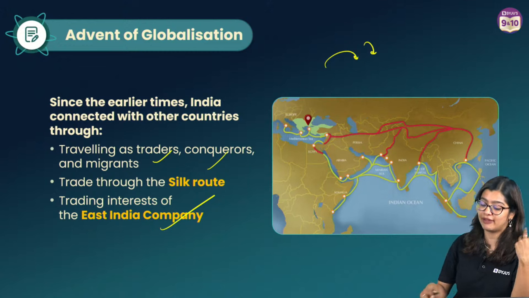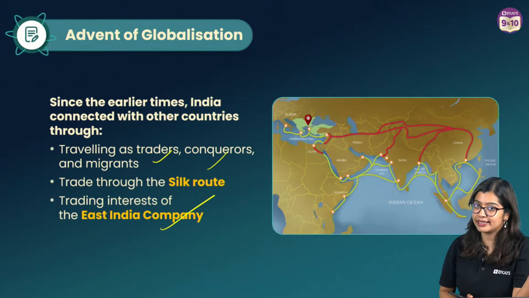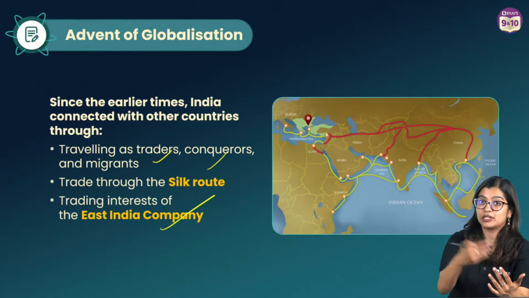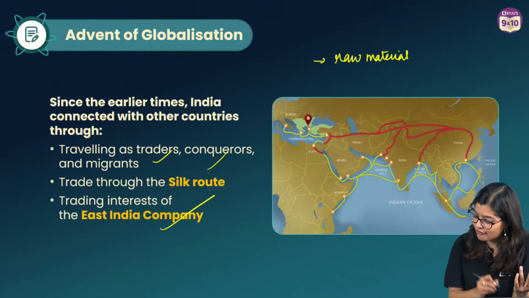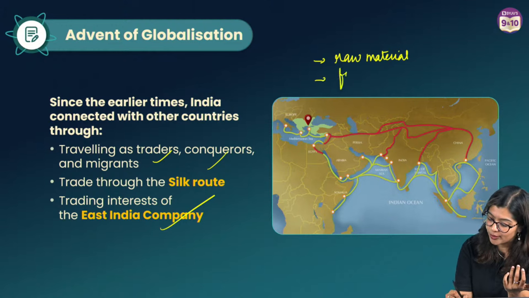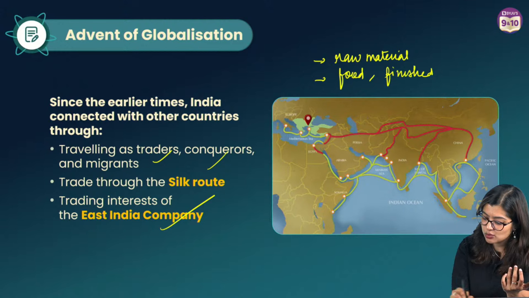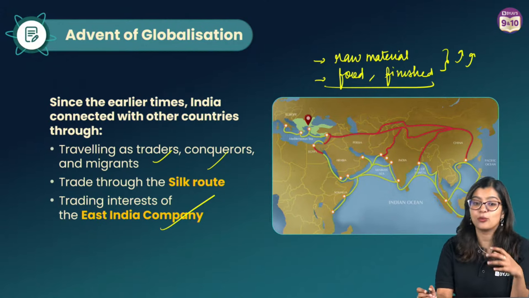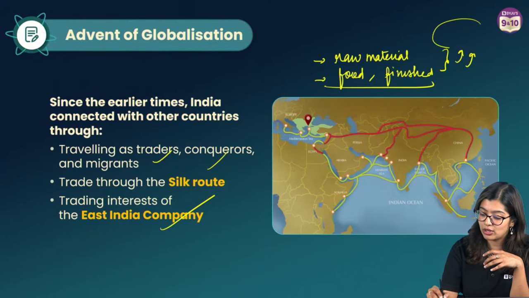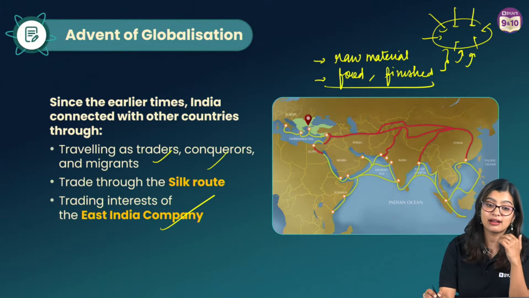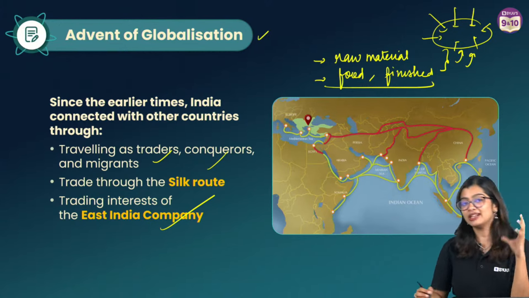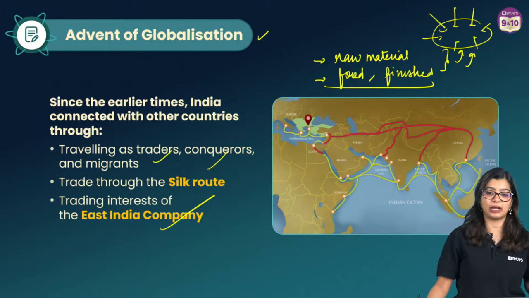And eventually, when we were colonized, even colonized countries ended up trading or selling raw materials. There was a lot of export of raw materials, food materials, and even finished goods. So this trading was one way in which different parts of the world were getting connected. That's when globalization started in the first place.